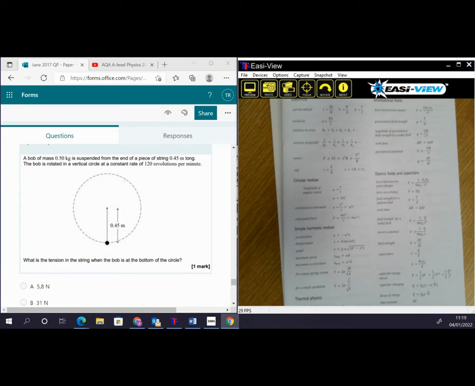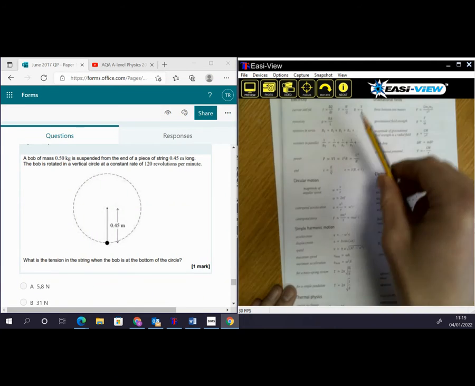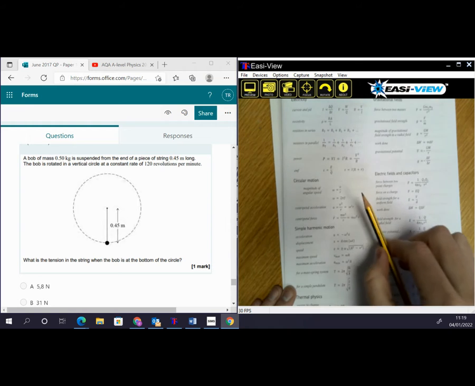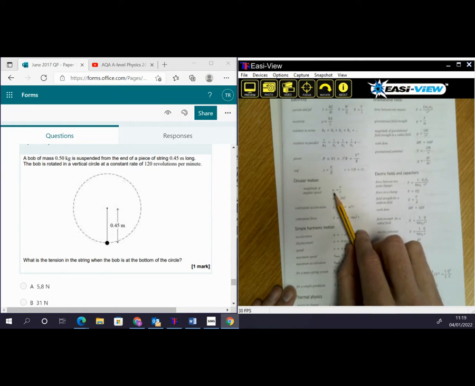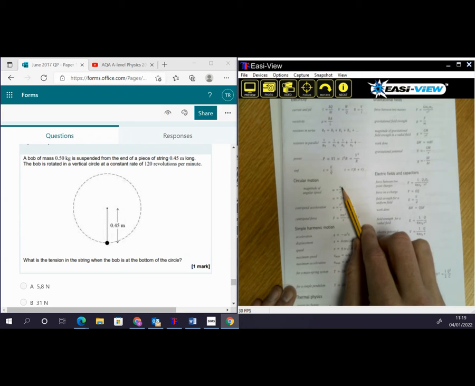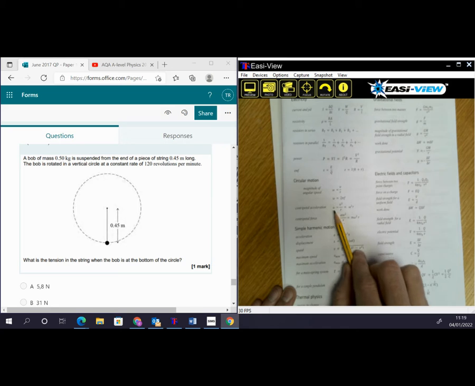This question is a bit of circular motion and mechanics. So just bringing in the formula sheet, the circular motion section, we've got omega, the angular speed, is equal to instantaneous velocity over r. And then we've got centripetal acceleration is given as well. So we've got some relationships here.